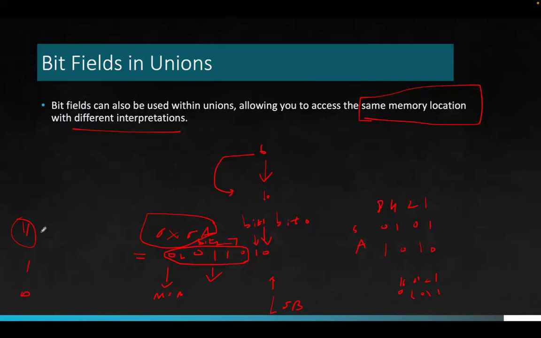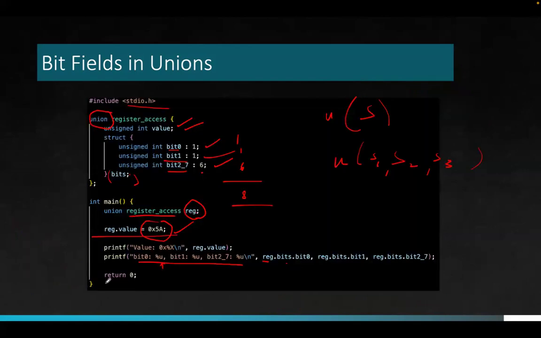Initially you have 5A only, but when you print separately by accessing these particular bit registers, you will get different values, and each value will have a different interpretation. As a whole, it is the same as 5A, but when you see the sliced data of these particular registers of bits, you will get 11, 1 and 0. This is the beauty of bit fields in unions, and this is how you read and access the data members in the structure. A very important concept when you deal with hardware.